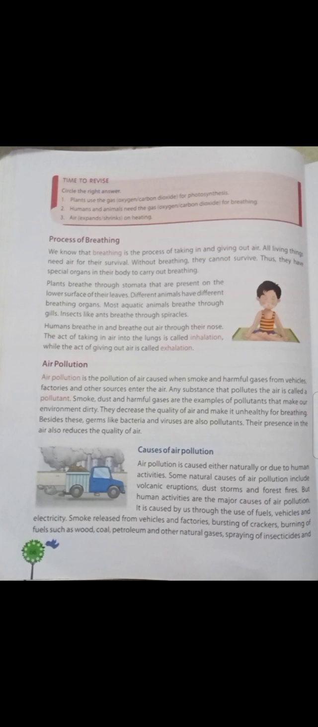Any substance that pollutes the air is called a pollutant. So again a new term, pollutant. What is a pollutant? Any substance that pollutes the air, that makes the air dirty, that is a pollutant. Smoke, dust and harmful gases are the examples of pollutants. What are the examples of pollutants? Smoke, dust, harmful gases that make our environment dirty, that make the nature around ourselves dirty.